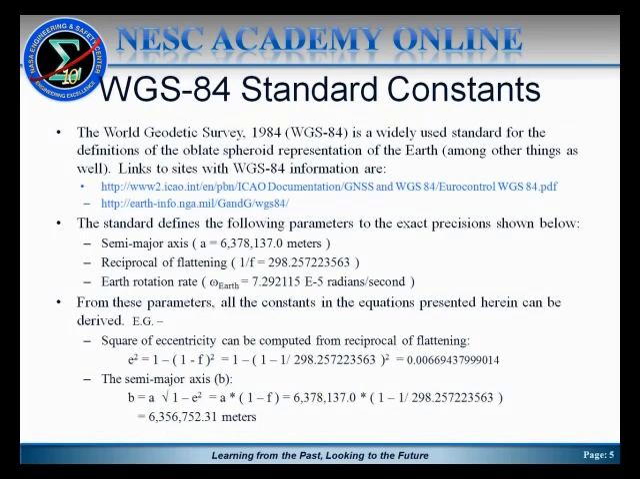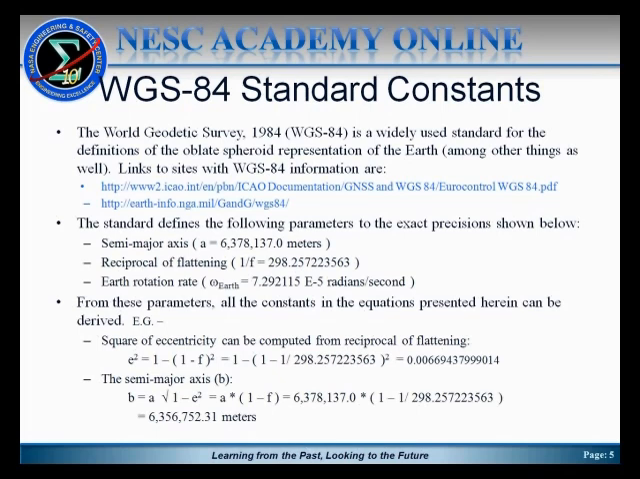The World Geodetic Standard 1984 is defined in a couple of documents and it's a widely used standard for definitions of oblate spheroid representation of the Earth, and it also includes quite a bit of other information that we won't cover today, such as the gravity constants that are used, and a number of other things related to tidal effects and things like that. But I've included in this presentation links to a couple of more important sites. The first one there is the WGS84.pdf file. It's a PDF file of the reference standard.